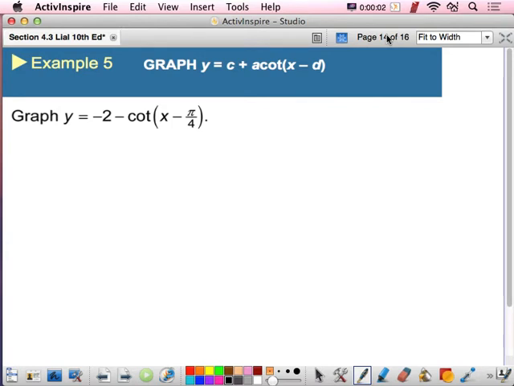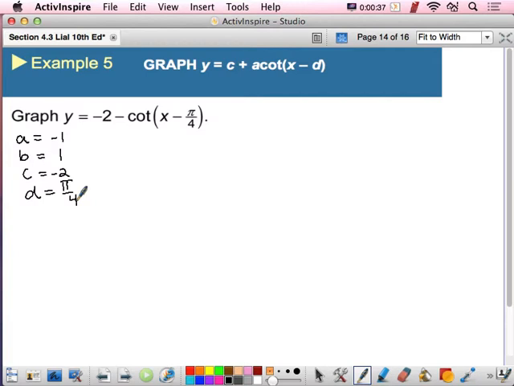For the final part of section 4.3, we're going to look at what happens if we shift a tangent or cotangent graph. You treat it the same way you do a sine or cosine. First, you identify A, B, C, and D. In this case, we've got y equals -2 minus 1 cotangent of x minus pi over 4. A is -1, B is positive 1, the understood 1 in front of the x, C is -2, and D is positive pi over 4.